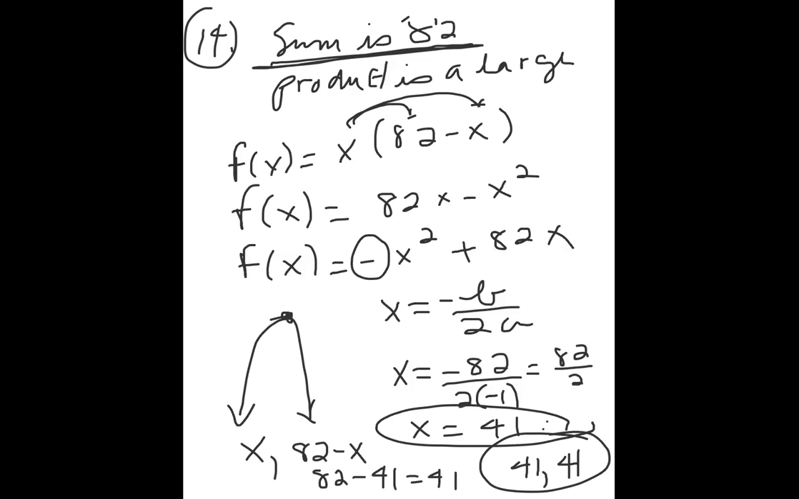And just like that, we're done. Now, for number 15, it says find 2 numbers whose difference this time is 62 and whose product, unlike the previous one that was as large as possible, is as small as possible. So what do you think we're going to be looking at? We're going to be looking at a minimum problem, guys.